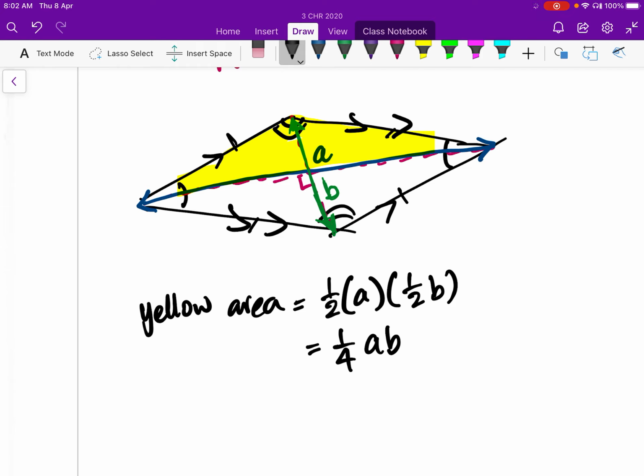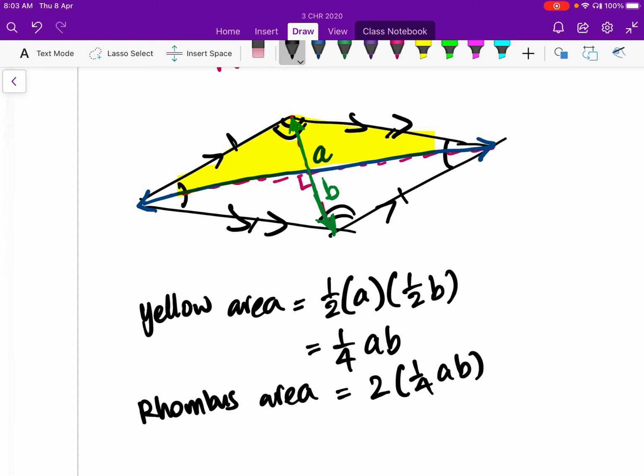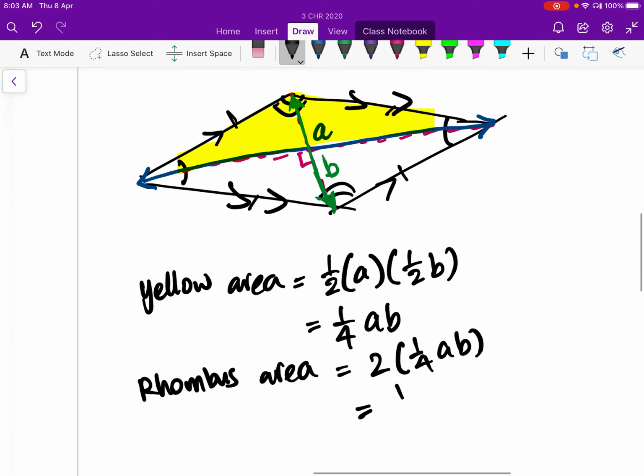Now what about the entire rhombus? If I want the entire area, just times 2. So rhombus area will be 2 times of this yellow triangle, which is 1/4 AB. That is simplified to become half AB. This is the formula for finding the area of a rhombus, if you are given the diagonal length. Okay, diagonal means from one end to the other end, opposite end, and then the other 2 opposite ends. Okay, they will cut each other 90 degrees.